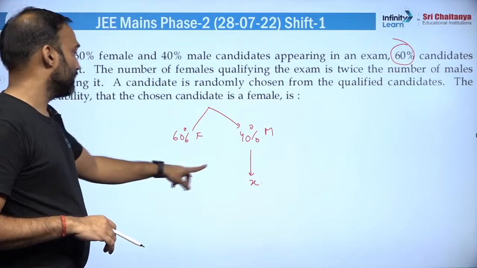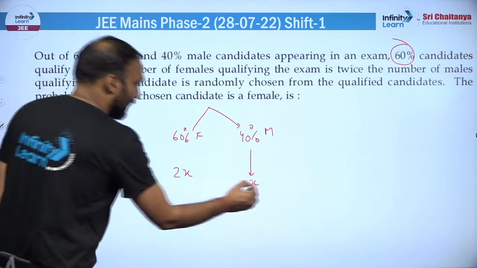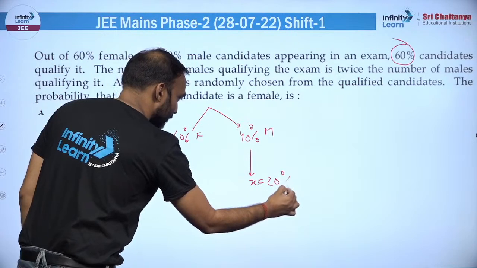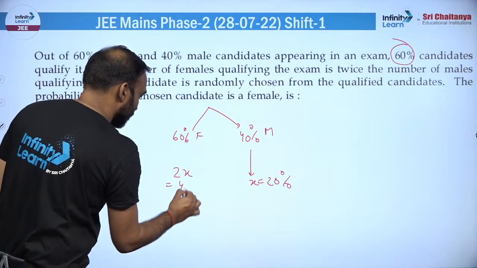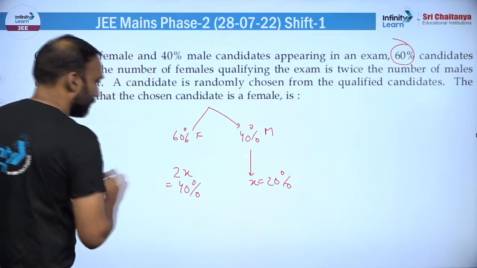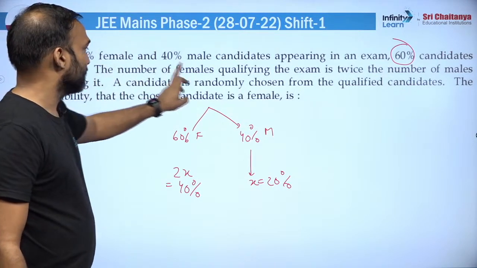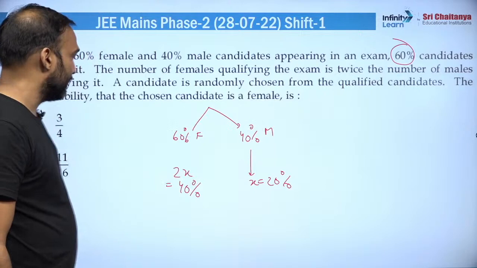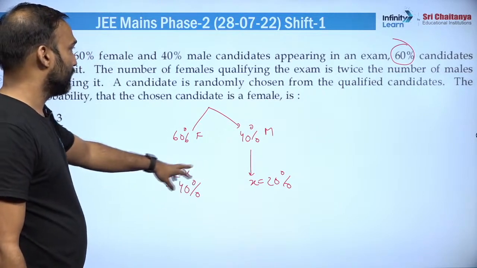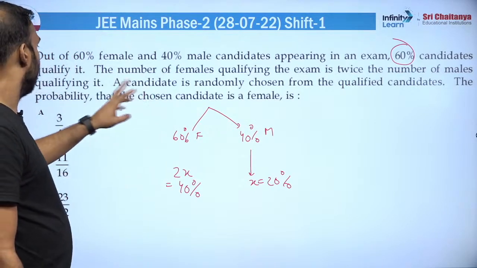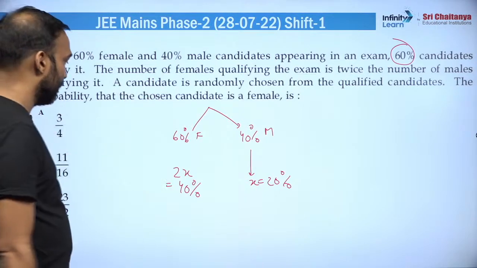So if this is equal to 60%, which means x is equal to 20%. This is 20%, this is 40%. Right? Now what else is there? A candidate is randomly chosen from the qualified students. These are the qualified students, the 60%. The probability that the chosen candidate is a female, right?